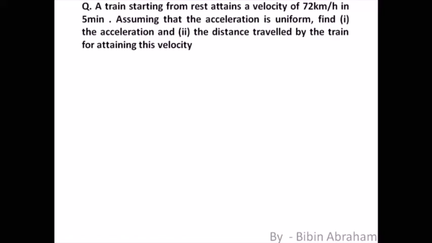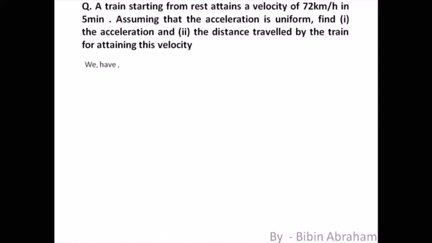Okay, so first thing, we have to write what all things that is given to us. A train starting from rest. This train is starting from rest, that means the initial velocity is 0, right? The initial velocity is 0 and it attains a velocity of 72 km per hour. That means the final velocity is 72 km per hour, right? So I got the value of u, I got the value of v, and the time is also given, that is 5 minutes.